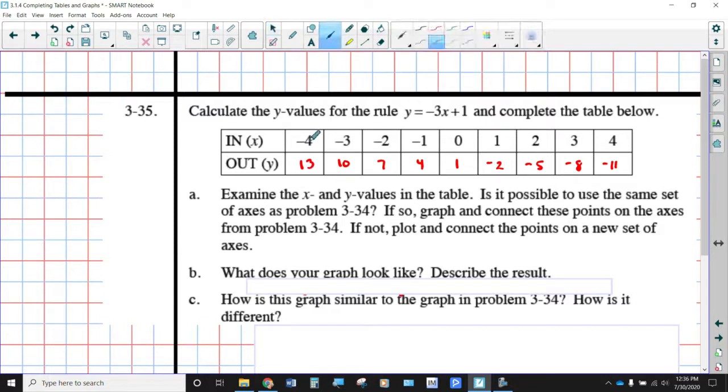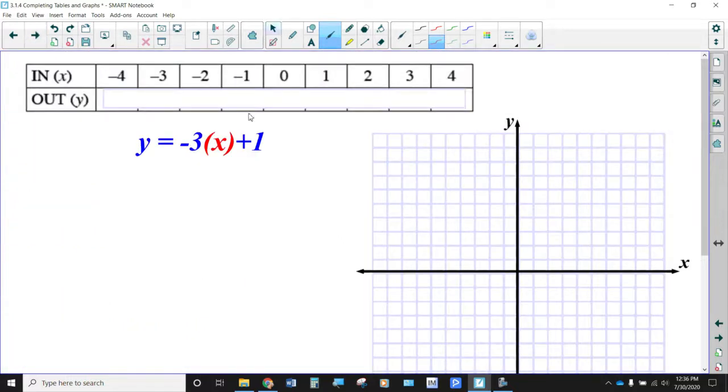So let me go ahead and check this one right here. -3 times -4 is equal to +12, and then 12 plus 1 gives us the 13. Okay, so we've got that right. Let's go ahead and graph these points.